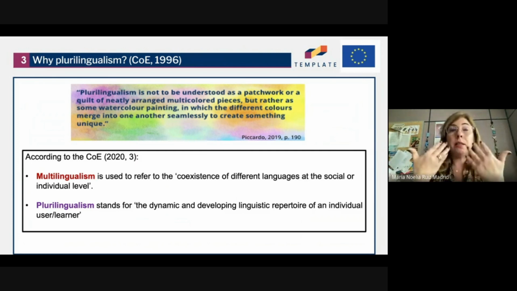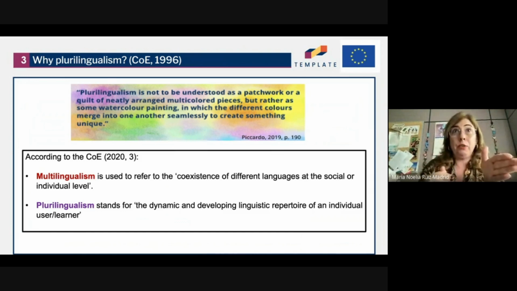Multilingualism, as defined by the Council of Europe, refers to the coexistence of different languages at the social or individual level. So, for example, we are a multilingual group because there are different languages involved in the group. And I suppose, and I know, that 100% of the participants in the group today are plurilingual, but we could have a multilingual society or a multilingual group and not have plurilingual speakers in that group. Okay.